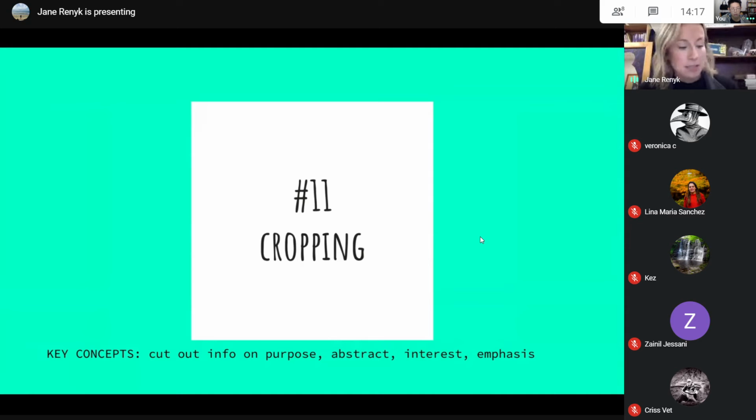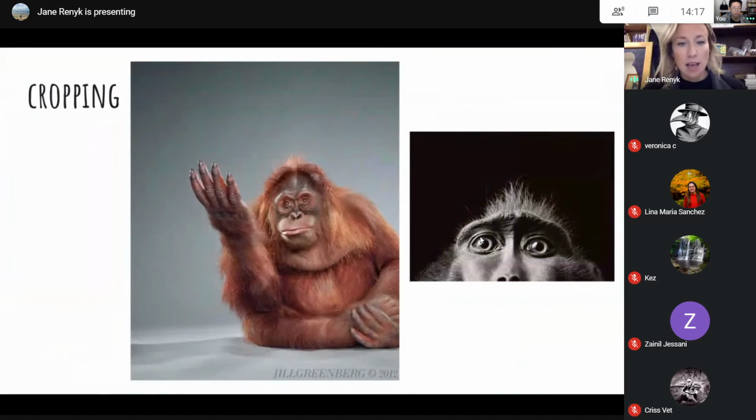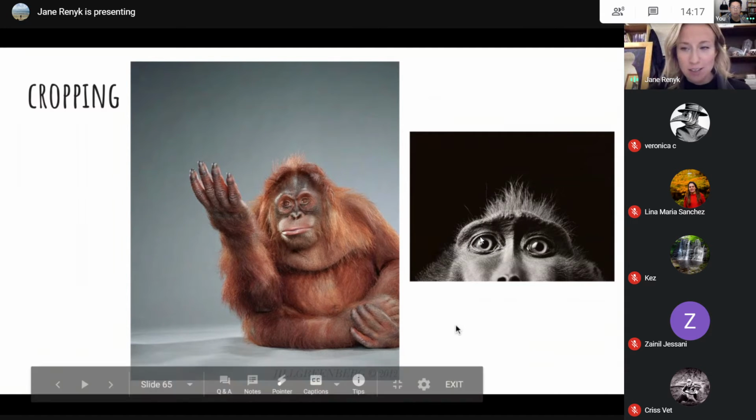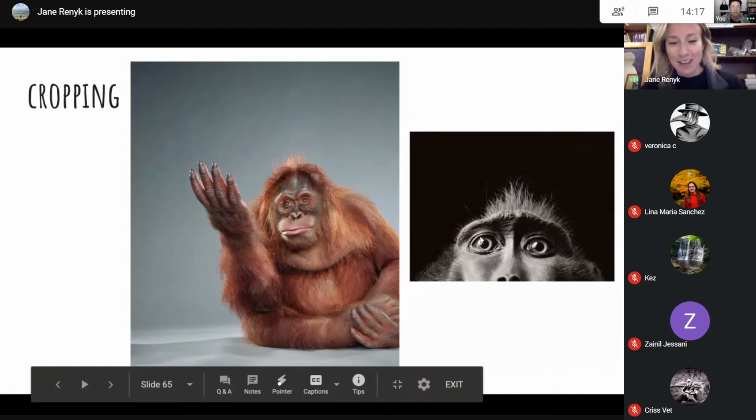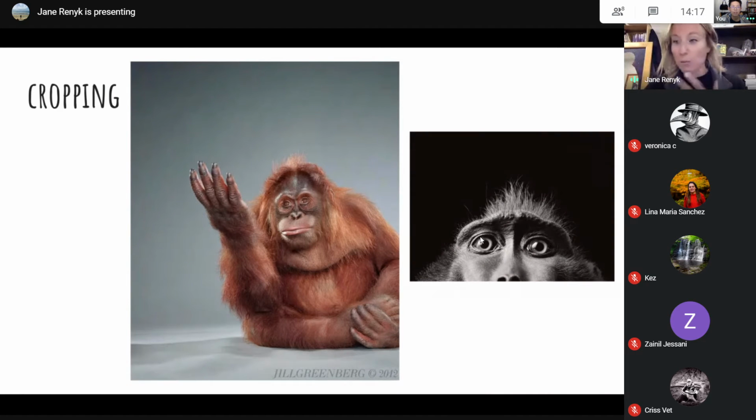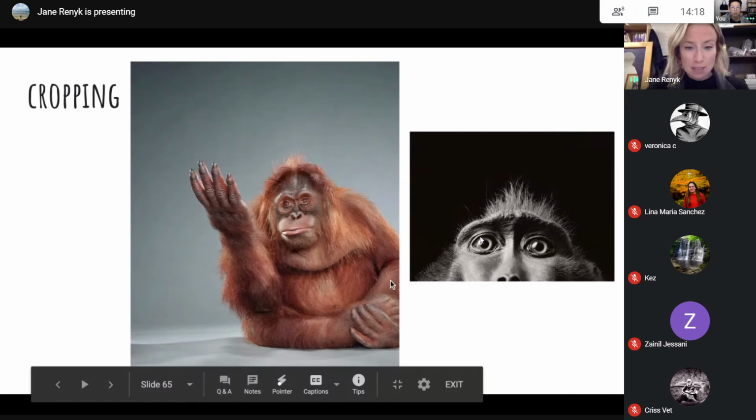Cropping, a lot of times this does happen in post-production and editing, but oftentimes you can kind of take care of this in the actual shooting. This is Jill Greenberg, love her animal work. She humanizes animals. Side note, she actually edits sometimes human eyes into her animal photography to try to give more connection to her audience. But this is what I mean by cropping.